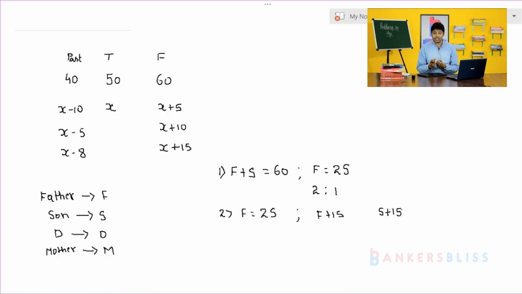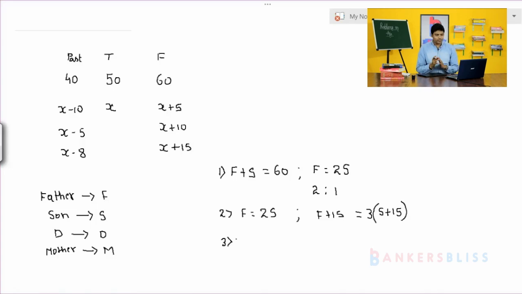After 15 years he is becoming thrice, which is equal to thrice of s plus 15. So this is one more variety, the second variety. Now the third variety.